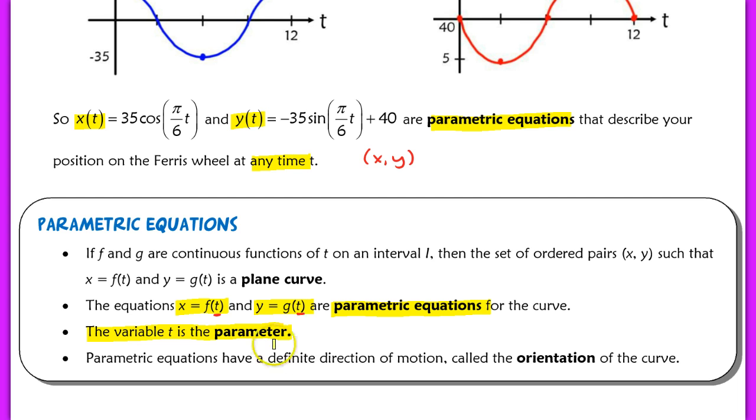Parametric equations also have a definite direction of motion, which the book calls the orientation of the curve. Now in this Ferris wheel example, that direction of motion, or the orientation, is clockwise. Okay, so this is how we would show the orientation or the direction of motion of that curve.